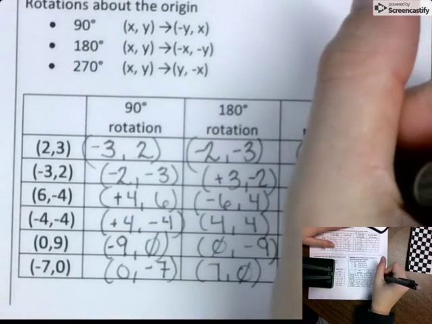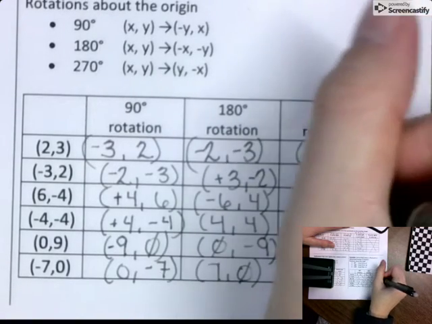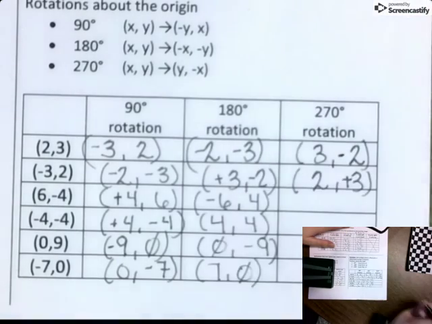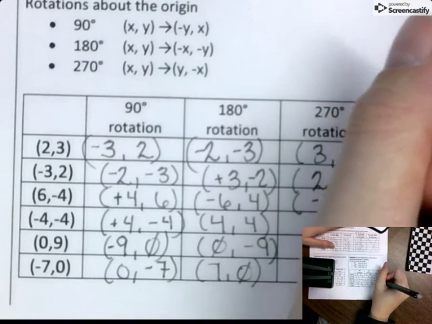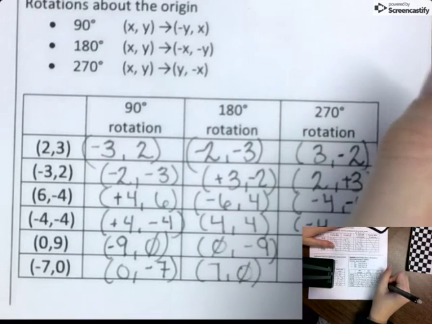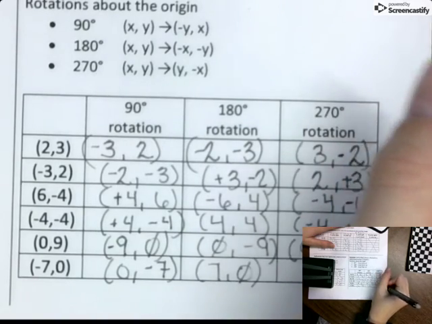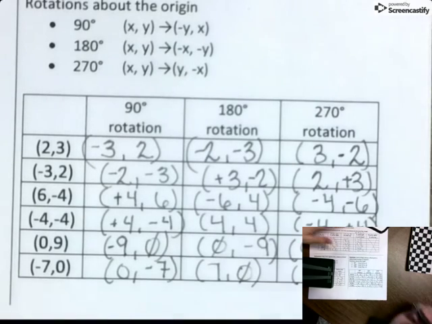Okay, 270. We're going to flip our x and our y again, and now the second number becomes the negative, or the opposite. Flip our x and our y, and the second number becomes the opposite. Flip our negative 4 and our 6, the second number is the opposite. Negative 4 and negative 4, the second number is the opposite. 9 and 0, second number is the opposite. 0, negative 7, second number is the opposite. Okay? So keep that in mind.